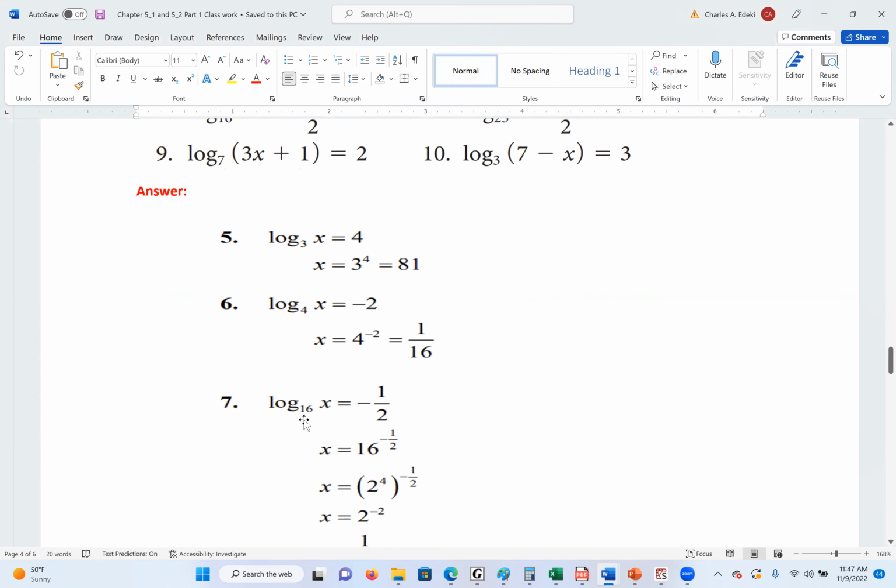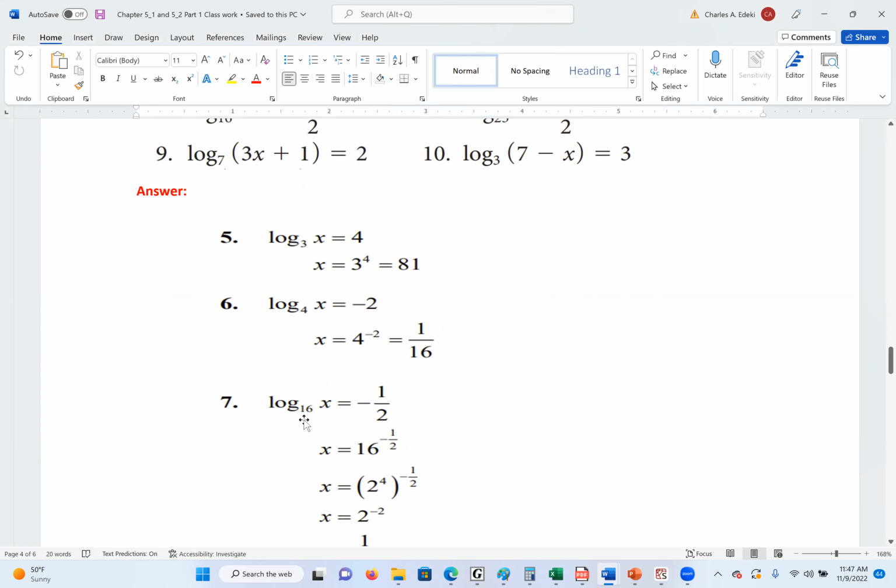Now with 8, we have log base 25 of x equal to half. So our base will be 25 to the power half equal to x. And 25 to the power half is like the square root of 25. The answer will be 5.